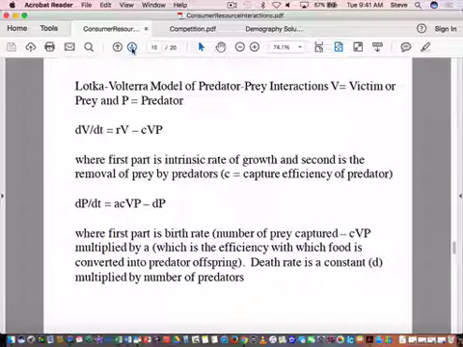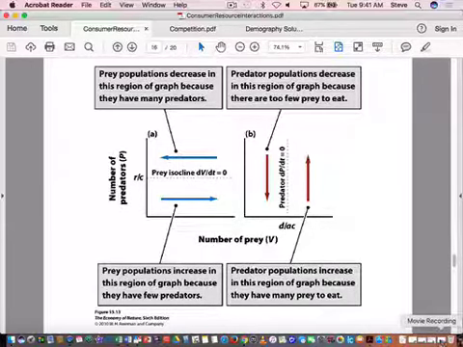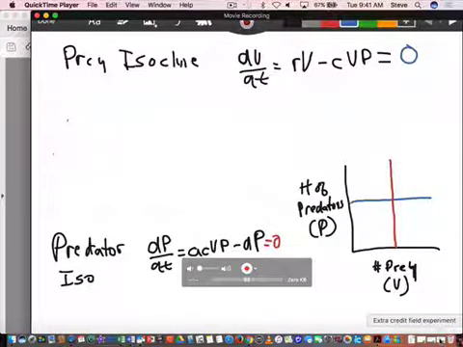Okay. So these are the two equations. Again, you don't have to worry too much about it, but what I do want to show you is how you derive these isoclines. Okay, this is where we're headed. These are the key points, and then we're going to put these two things together, and we're going to show how this causes these oscillations. Okay, here are the two equations that we had. The prey isocline is up there, RV minus CVP, and the predator isocline is down below.